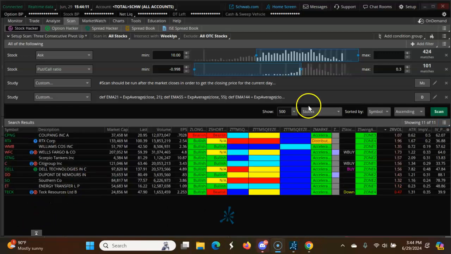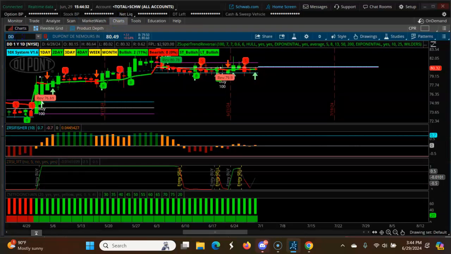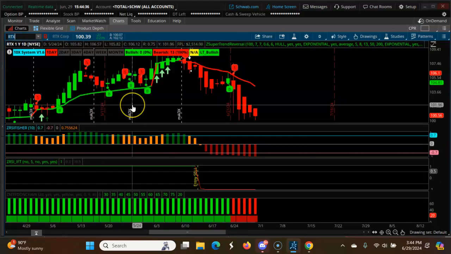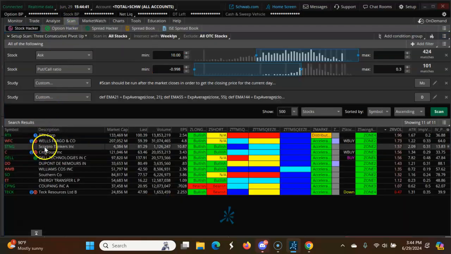So now I added an indicator, the put call ratio, which is lower, right? And on the call side, if it is bullish, you want it to be lower. Okay, so here the stocks we are seeing are RTX, I could say WFC is again, STNG.